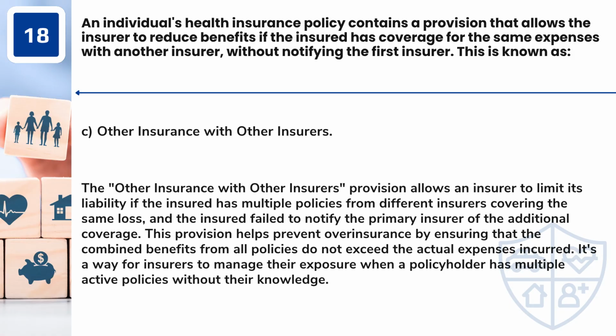Answer: C. Other insurance with other insurers. Explanation: the other insurance with other insurers provision allows an insurer to limit its liability if the insured has multiple policies from different insurers covering the same loss, and the insured failed to notify the primary insurer of the additional coverage. This provision helps prevent overinsurance by ensuring that the combined benefits from all policies do not exceed the actual expenses incurred. It's a way for insurers to manage their exposure when a policyholder has multiple active policies without their knowledge.